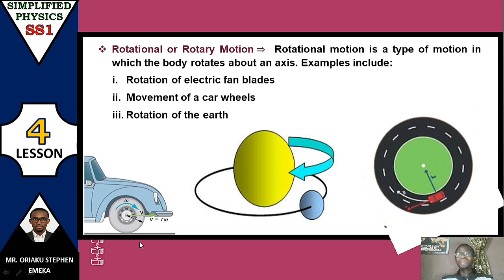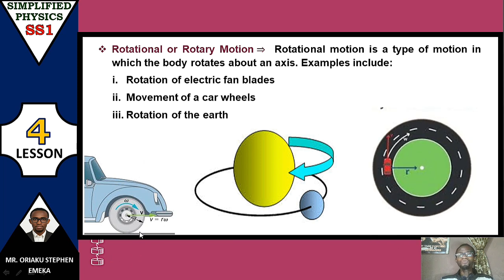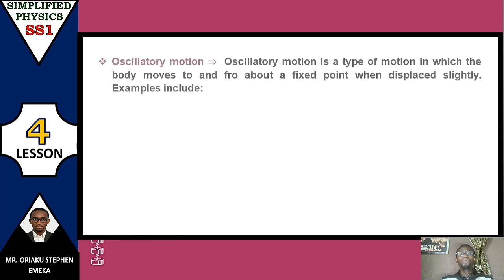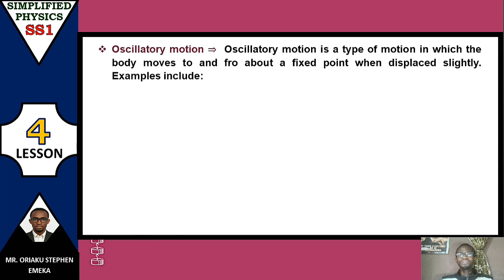So these are all examples of rotational motion. The last type of motion is oscillatory motion. Oscillatory motion is a type of motion in which a body goes to and fro, that is back and forth, about a fixed point when it is slightly displaced. An example is the simple pendulum.